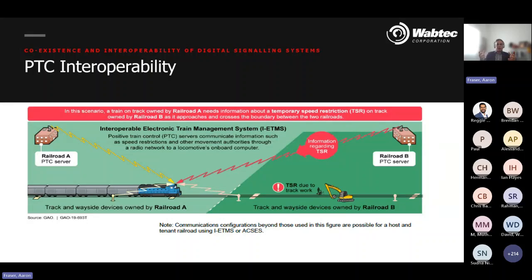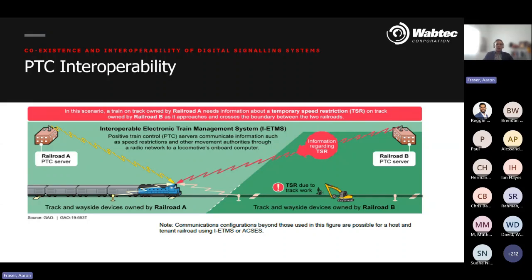And this is all done through standardized messaging protocols, the ITC interoperable train control messaging, which provides all of that standardization between the onboard and the wayside and the onboard and the office systems, to not only enable interoperability, but also, as we'll talk about in a little bit more detail, to enable interchangeability between systems.